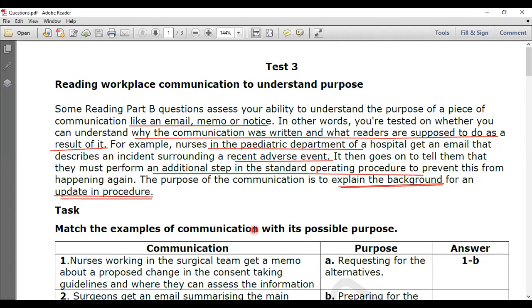You need to keep this in mind. You are not supposed to get taken away by the background information that is given there. You should always ask yourself, why is it given? Or what are they supposed to do after receiving this email or after receiving this memo or guideline?